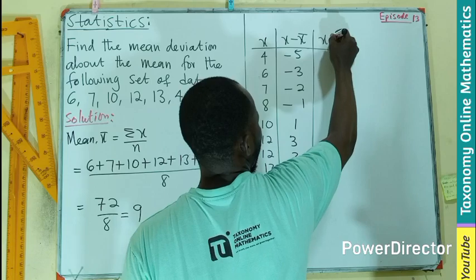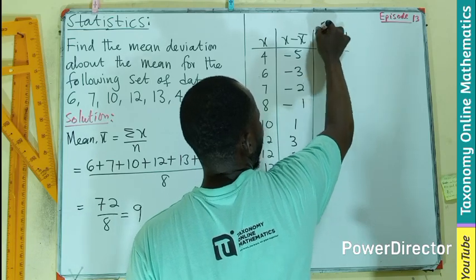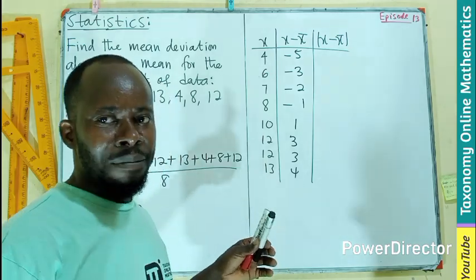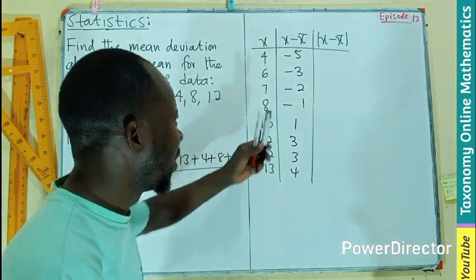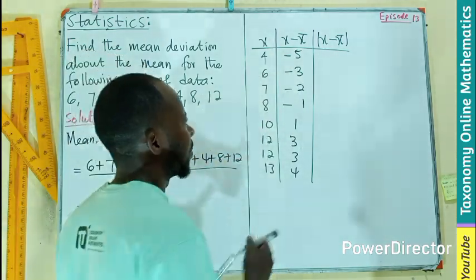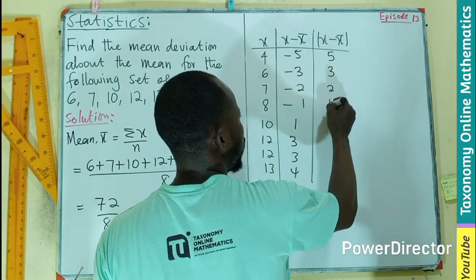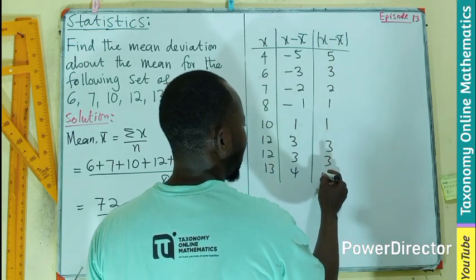The next is to find the absolute value. Remember, the absolute value is just the distance of the number from 0. So that is going to be 5, 3, 2, 1, 1, 3, 3, 4.